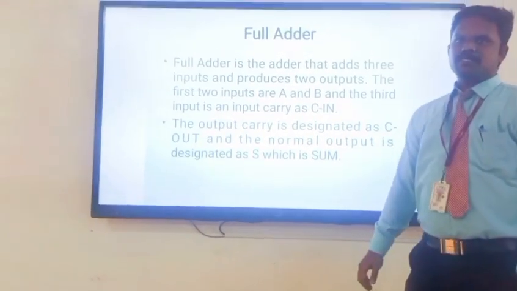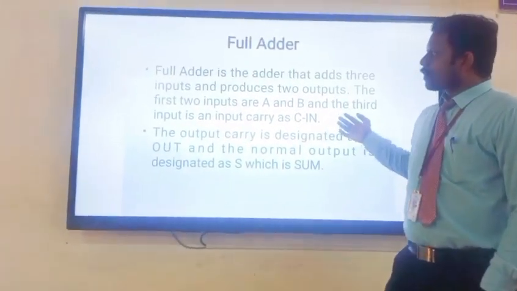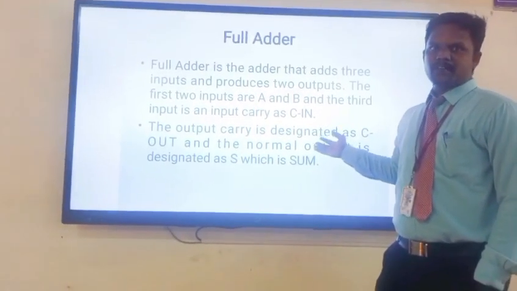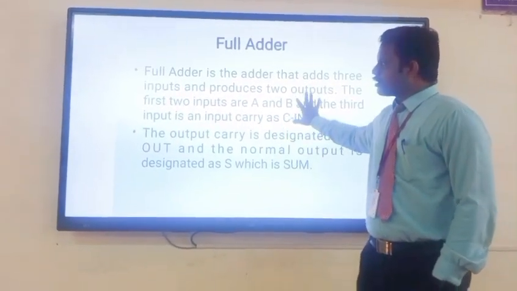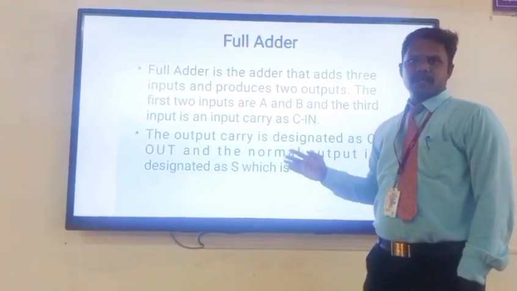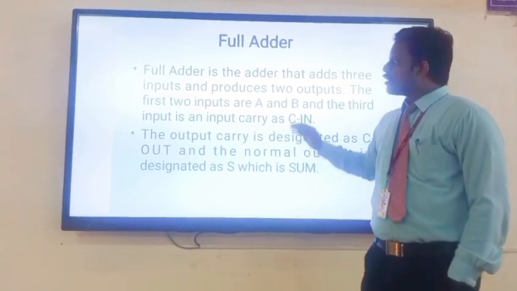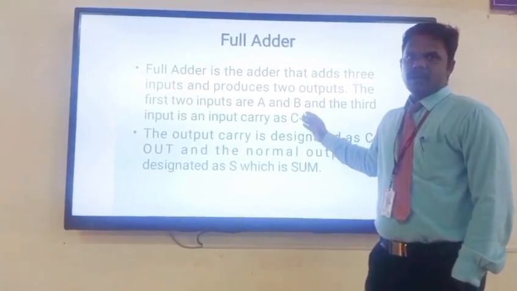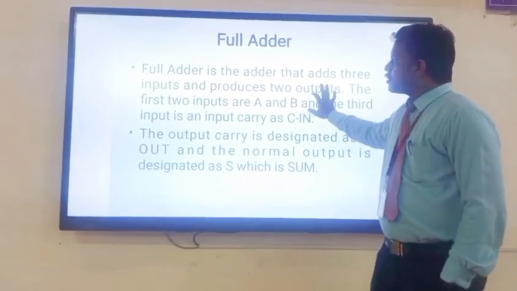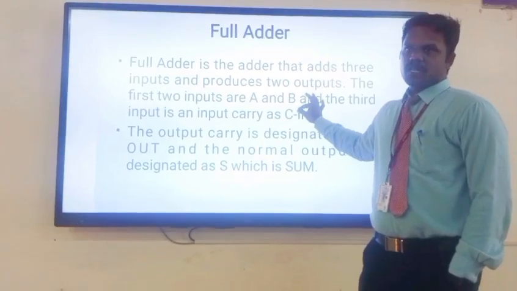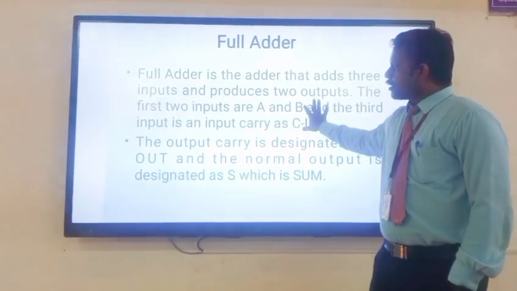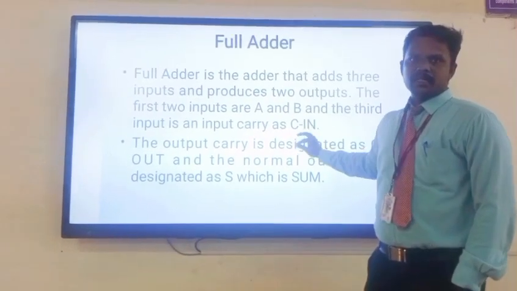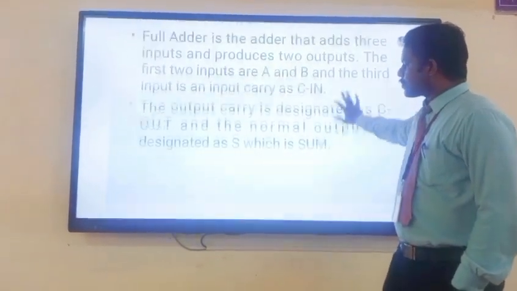Your next combinational circuit is the full adder. It is the same operation as the half adder, but what is the restriction or drawback of the half adder? The half adder is limited to only 2 bits. The full adder can be used for addition of 3 bits. It is also a combinational circuit that is designed by using logic gates. It is used to perform the logical addition of 3 bits.